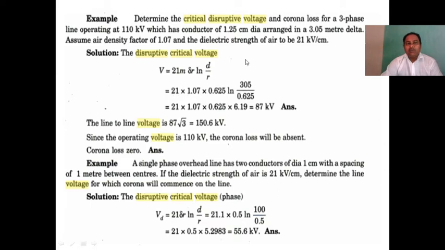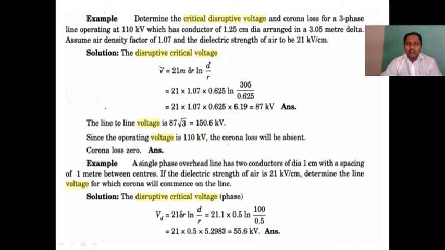Once again I am explaining. They have given the g naught value as 21. The air density factor is 1.07. They have not given the surface irregularity factor, so assume that it is 1. For the radius of the conductor, they have given the diameter 1.25, so the radius is 1.25 by 2, that is 0.625, log d by r. Substitute d as 3.05 into 10 square, and r value 0.625. Substituting all the values, we get the critical disruptive voltage as 87 kV.